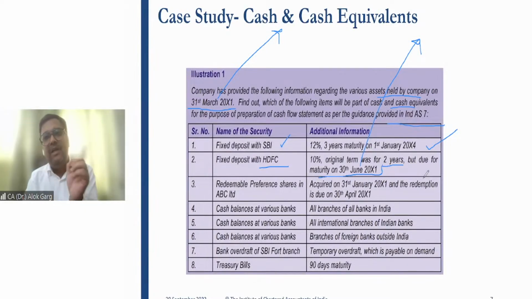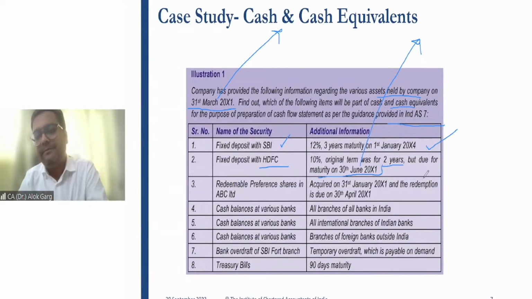Why? The original period was never 3 months. The original period was more than 3 months. But now the remaining period is less than 3 months only. So it will not become your cash and cash equivalent. It will become part of your cash and bank balances, or I would say it will become your current asset only, but it is not a cash and cash equivalent per se. Have you understood? For this 3 months period, you have to see the original maturity.